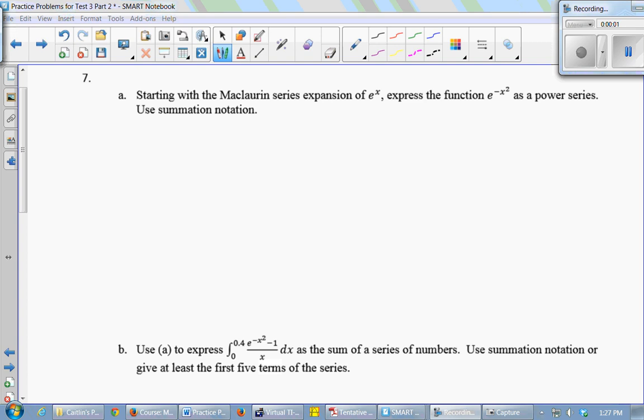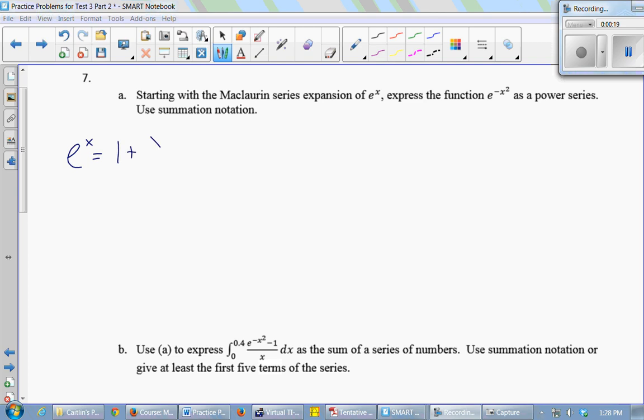Maclaurin series expansion of e to the x. A Maclaurin series is just a fancy name for a Taylor series centered at 0, which it was in the notes, but I didn't use that word very much. I usually call it a Taylor series.